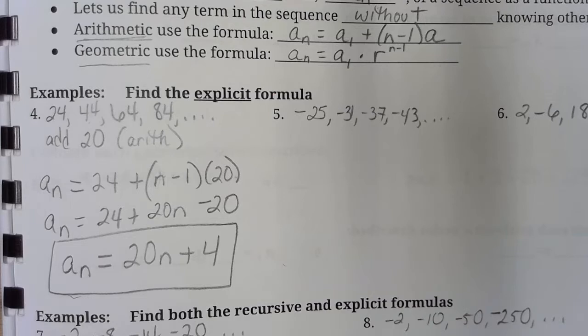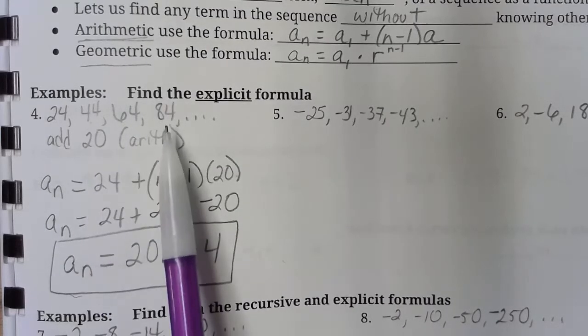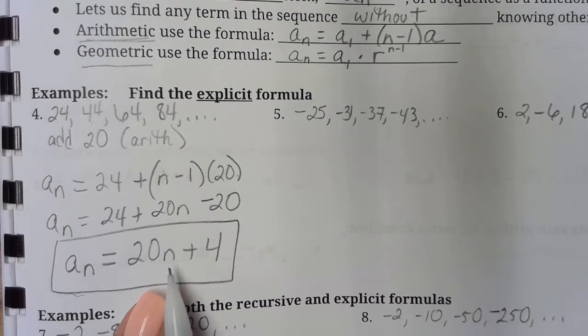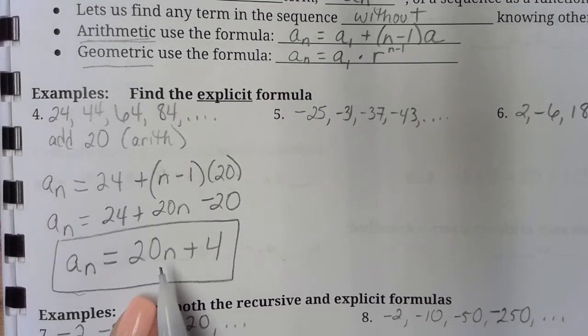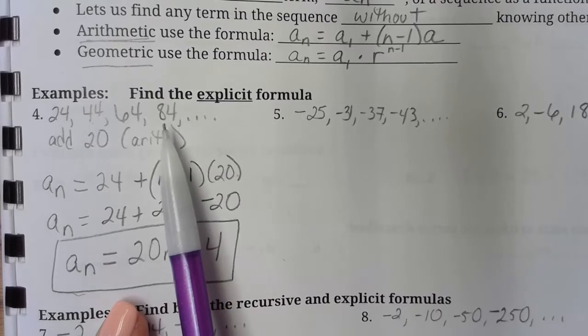And I don't need to list the first term. I can find the second term by plugging in 2 for n. 20 times 2 is 40. 40 plus 4 is 44. I can find the fourth term by plugging in 4. 20 times 4 is 80. 80 plus 4 is 84.